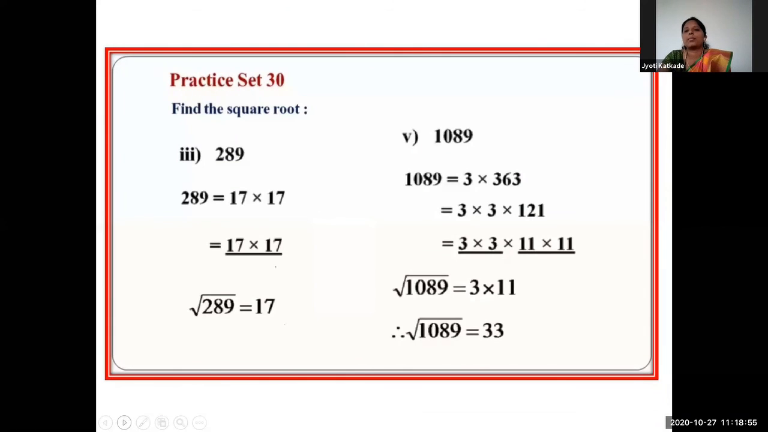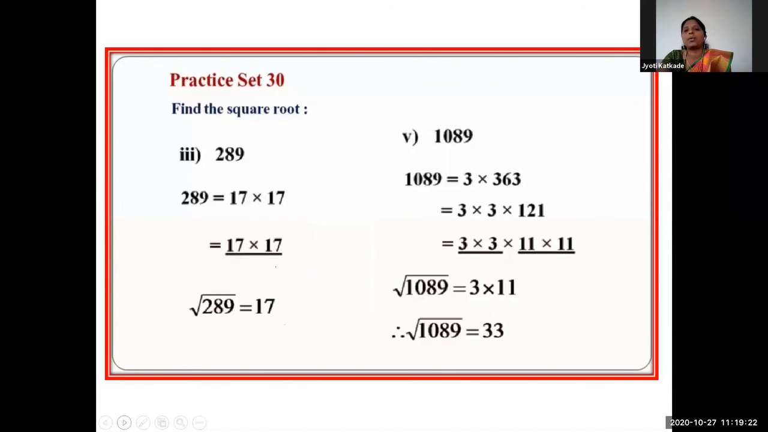See the last examples, third and fourth. The third example is 289. Take 17 into 17, because it is not divisible by 2, 3, 5. So the lowest prime factor we find there is 17. Take 17 into 17, and the square root of that number is 17. So the square root of 289 is 17.